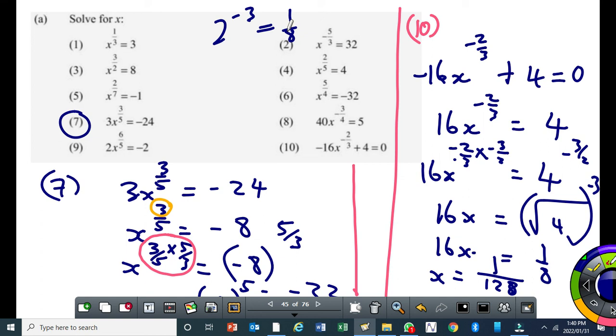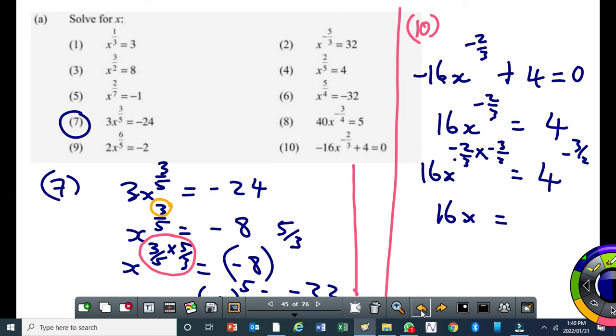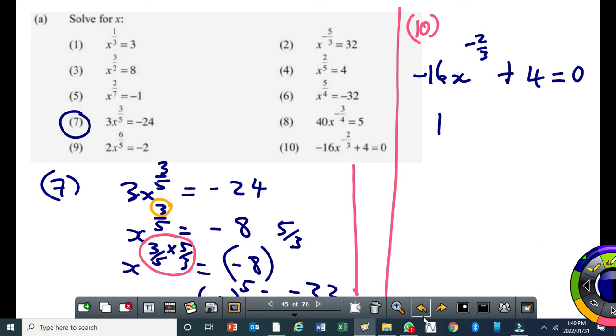Okay. All right. I think I see where I made the mistake. You see, I didn't raise this 16 here to the power of minus 3 over 2. Okay, that's where the problem is. So let me read you the question. But when I redo it, I'm going to do it slightly different from this.